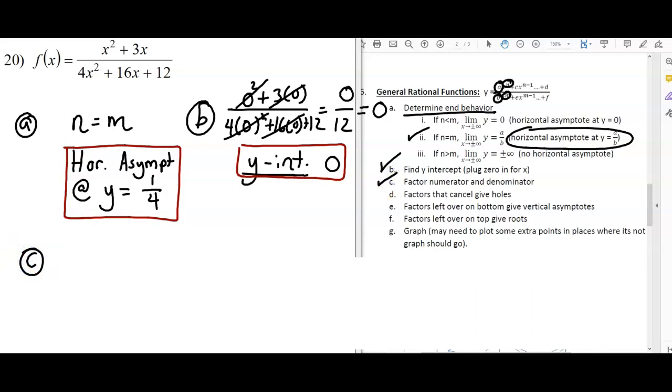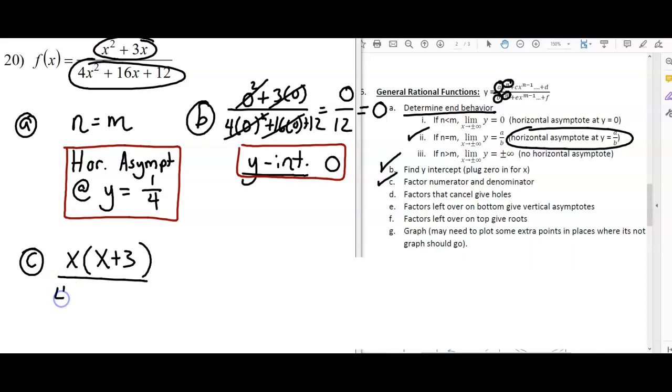Factor the numerator and denominator. So for this top one here, there's just a GCF that I need to take out. They both have an x in common, and so that would be x times x plus 3. For the bottom one, you're going to have to do the box method. Now I'm going to go ahead and skip the work for that because I've already shown how to do the box method on the last problem, and that's an old question which hopefully you guys are already pretty decent at.